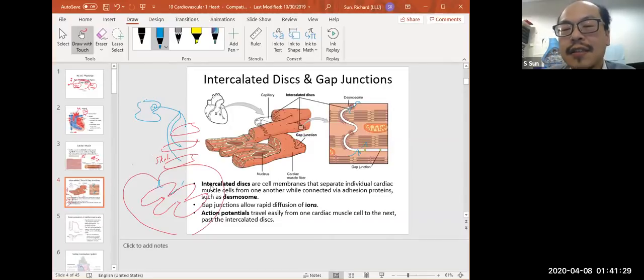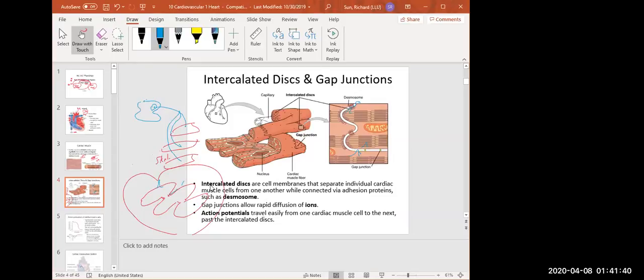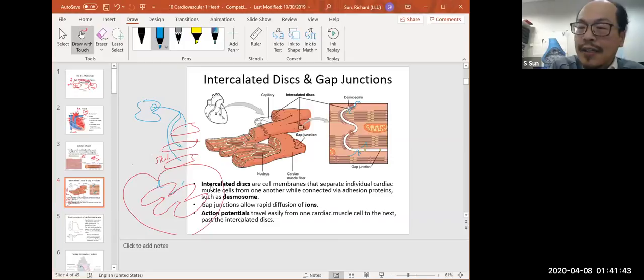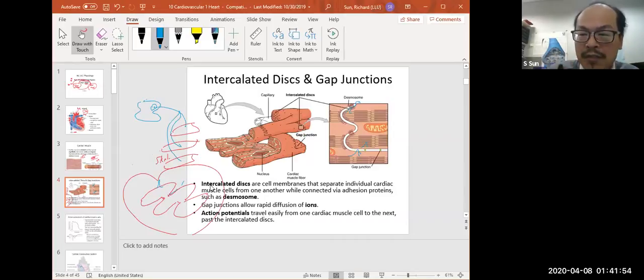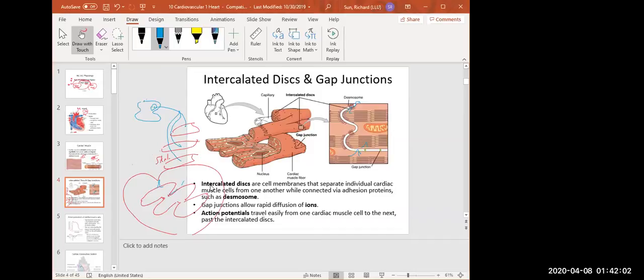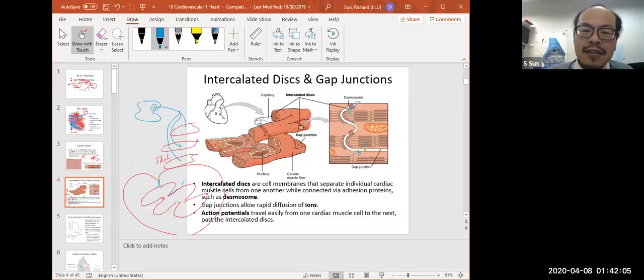Later we will learn about the electric conduction, where we have the SA node and the AV node. When the SA node is excited, the whole left and right atrium get excited. It doesn't have to send a nerve into each muscle, because once the SA node is excited, the whole atrium gets excited. When the AV node is excited, the whole ventricles get excited.